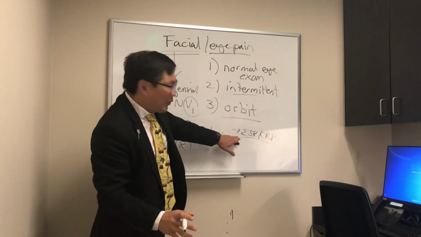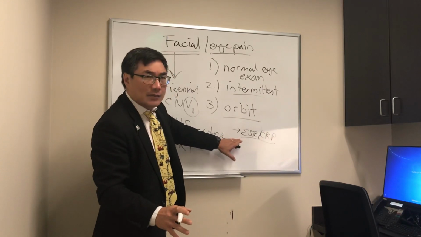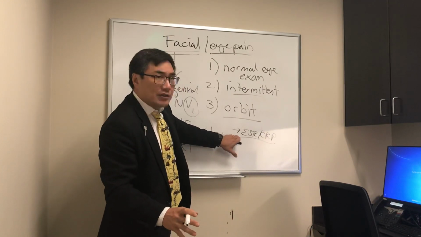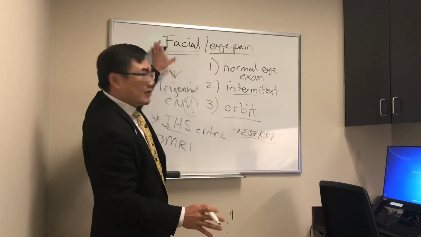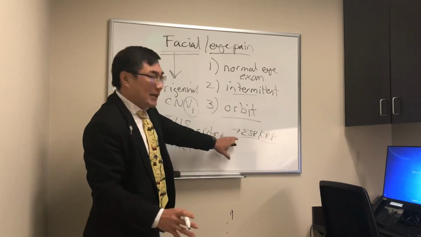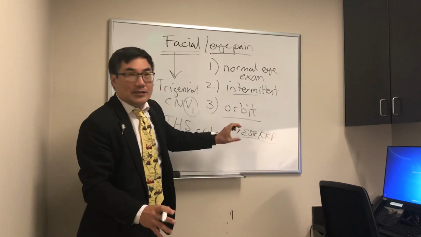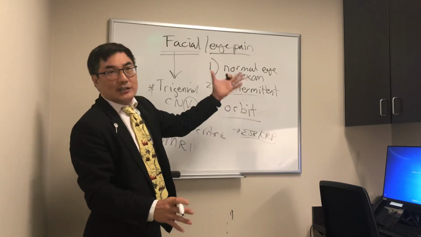And so we want to make sure to warn the patients to call us about that, because in an elderly patient who has an elevated sed rate and has V1 distribution pain, you might be thinking it's giant cell and you're giving the patient steroids, but then comes the rash and the shingles.